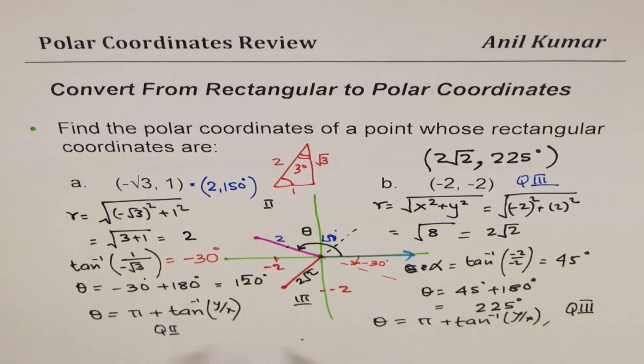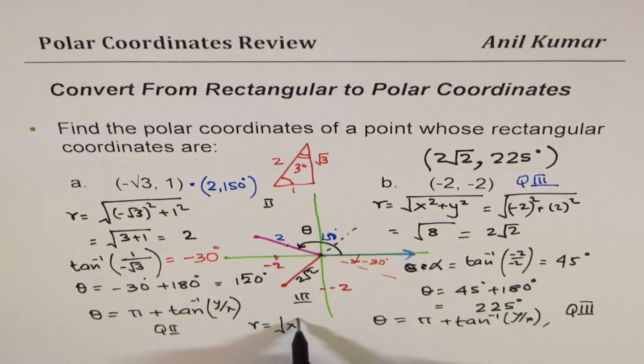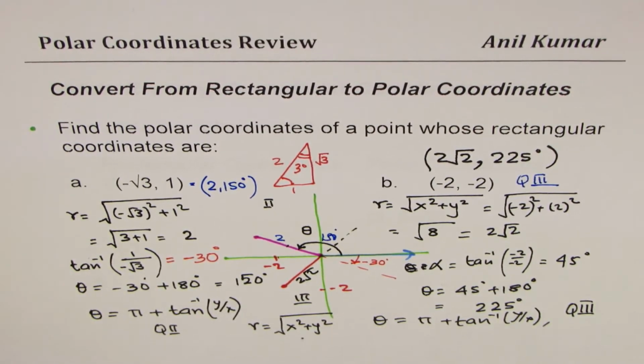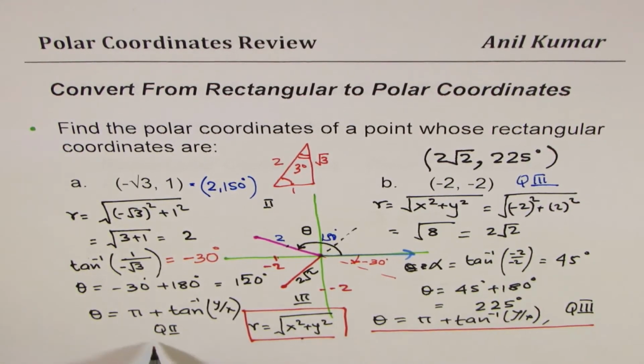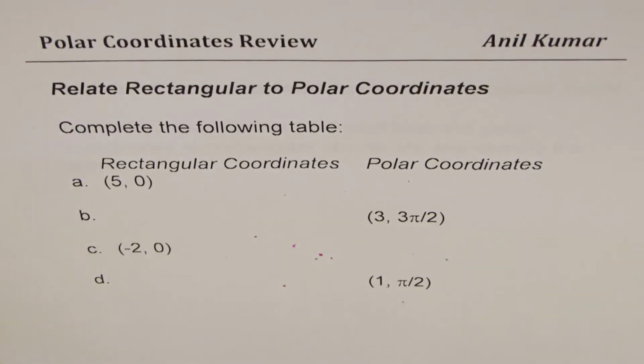So whenever you are in quadrant 2 or 3, theta value is actually pi plus the angle which you find, and r value is always the square root of x square plus y square, correct? So that basically becomes your conversion formula. Is that clear to you? Now, if it is not quadrant 3 or 2, then we do not add pi, correct? So let's move on. I hope this concept is absolutely clear.